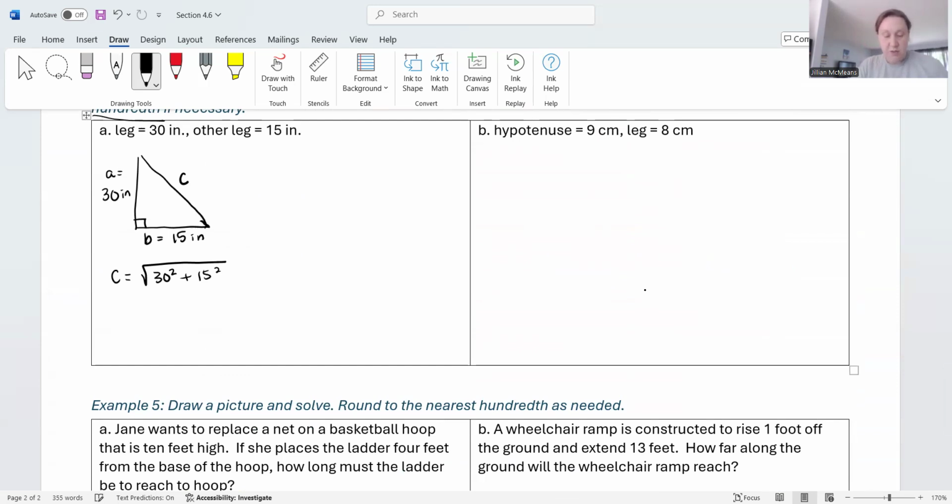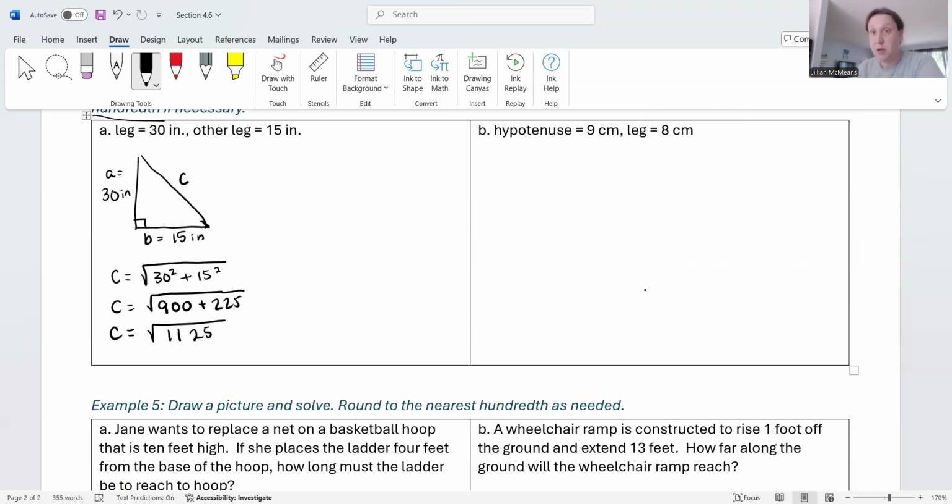So 30 squared is 30 times 30, or 900. So hopefully you've got a calculator out with you. 15 squared, I think, is 225. So 15 times 15 is 225. Now we need to add those. So C equals 900 plus 225, or 1,125.